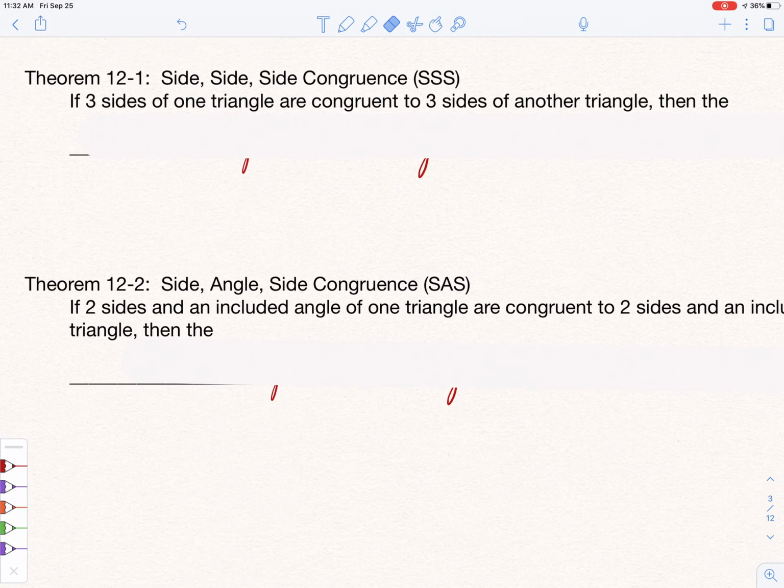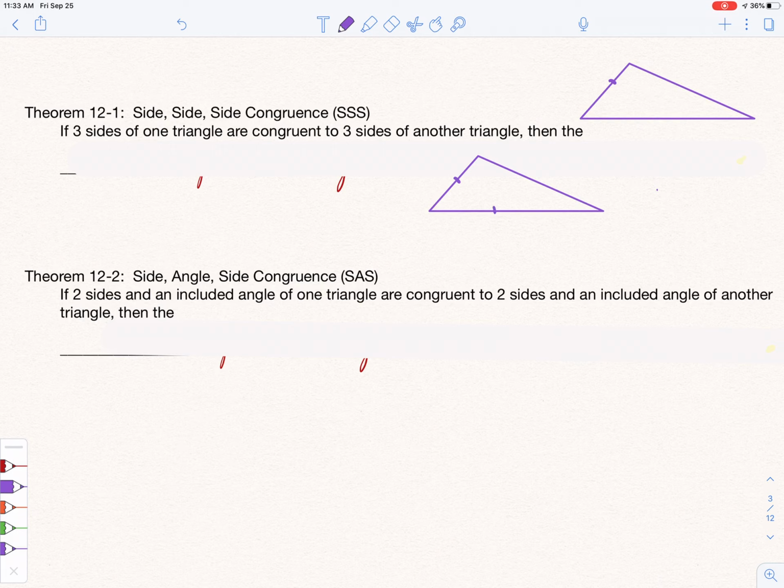And let's say that we're told here that this side is congruent to this side. Maybe this side is congruent to this side. And thirdly, this side is congruent to this side. Maybe we're told this information. According to this theorem, if the three sides of one triangle are congruent to the three sides of another triangle, then what must occur is that the triangles must be congruent.